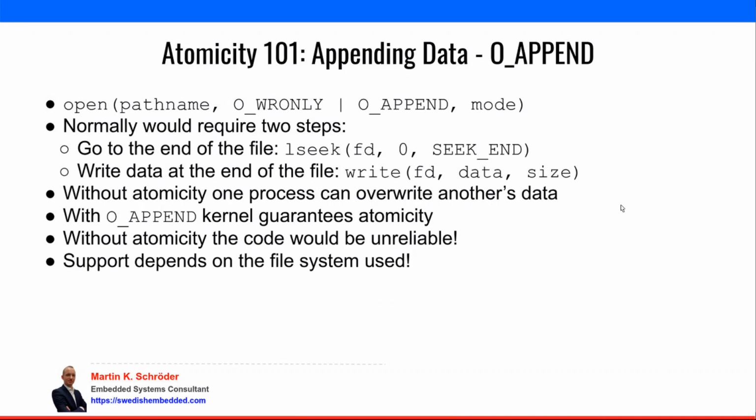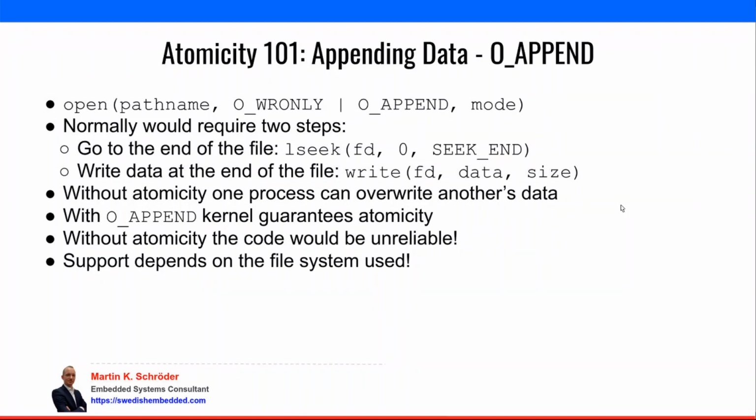The second example is appending at the end of a file. Normally we would do two steps. We would seek to the end of the file, and we would then write data at the end of the file. This works really well if we only have one program trying to do that. If we have multiple processes or multiple threads trying to do the same thing, we cannot easily guarantee the integrity of the data, especially with multiple processes. Then we don't have any way of guaranteeing that there is integrity of data at the end of the sequence.